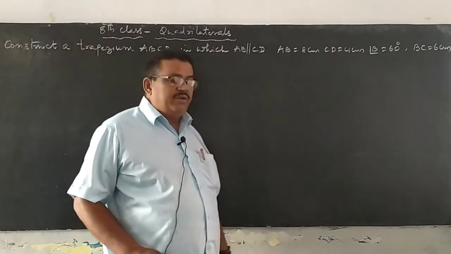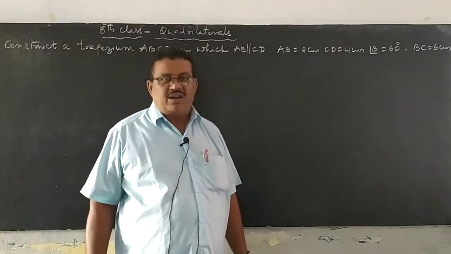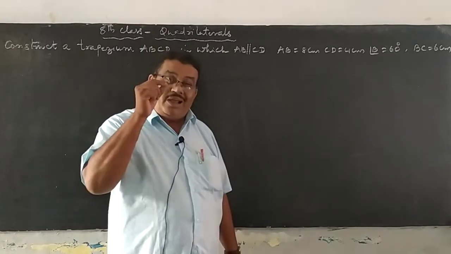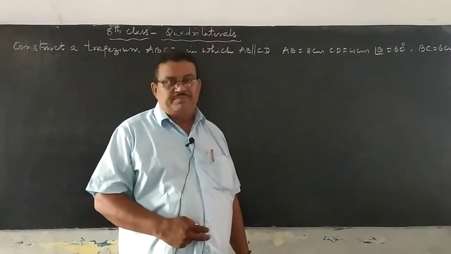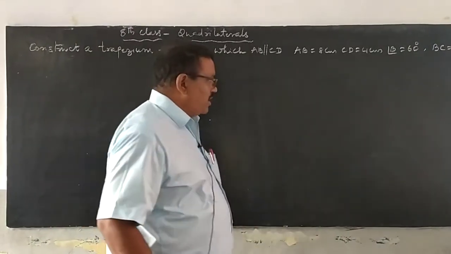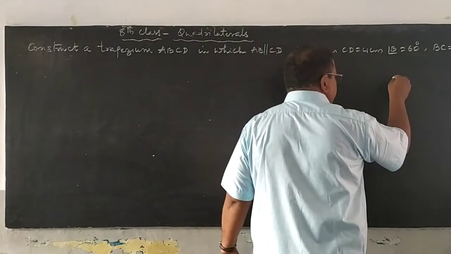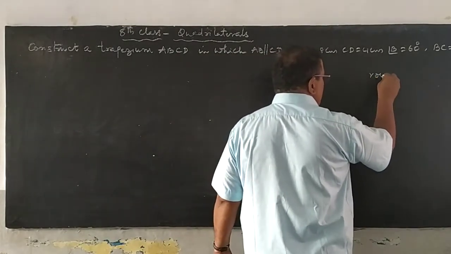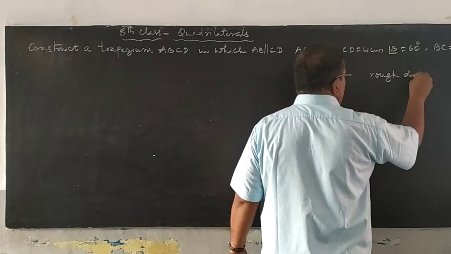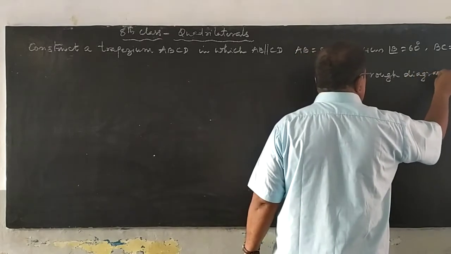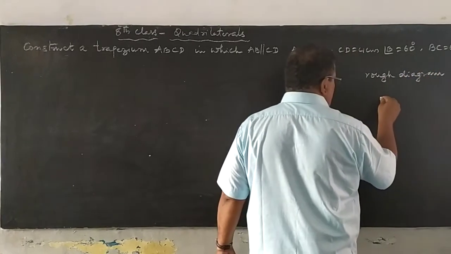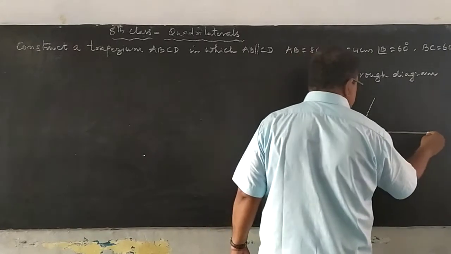So, this is different from the remaining types of quadrilaterals. We have to learn properly about this one. Understand? So, go through the rough diagram, the rough sketch of the construction of a trapezium. One time recall the properties of a trapezium.